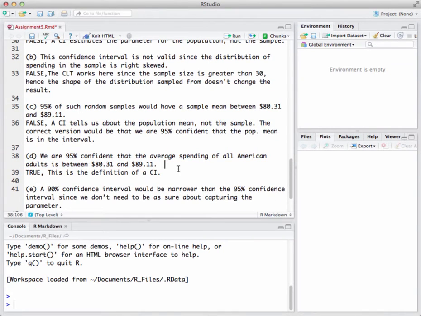Remember, as we talked about in the last video, there's not a 95% probability that the average spending of all Americans is between 80.31 and 89.11. Confidence is not the probability that the parameter is in the interval. Confidence is the probability that our process worked. That's why we don't say there's a 95% probability that the average spending of all American adults is between 80.31 and 89.11. That would be wrong. Confidence has a very specific definition. It's the probability that the process that we used to create the interval worked in capturing the parameter.